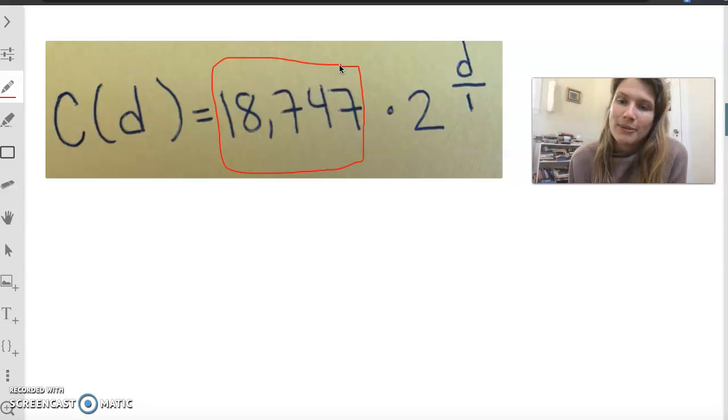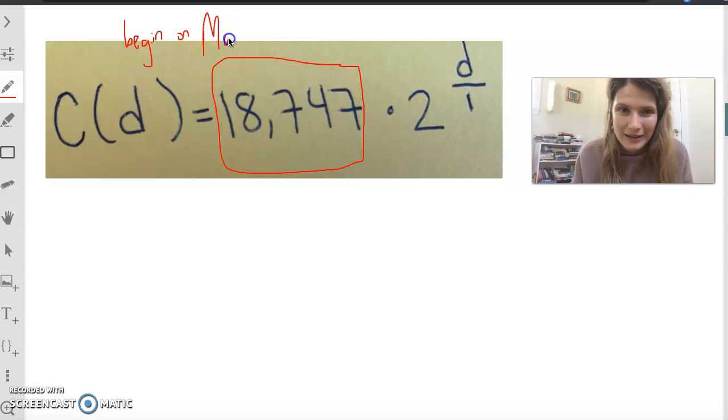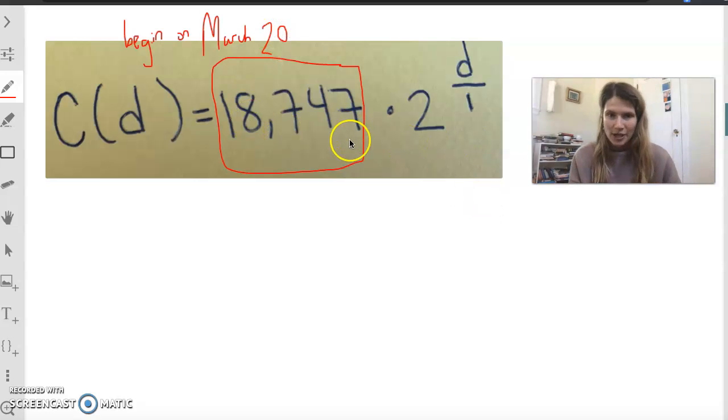One important thing to keep in mind is that all of your models begin on March 20th. Let me just make a note: begin on March 20th. That will be important later. So there are this many cases on March 20th.